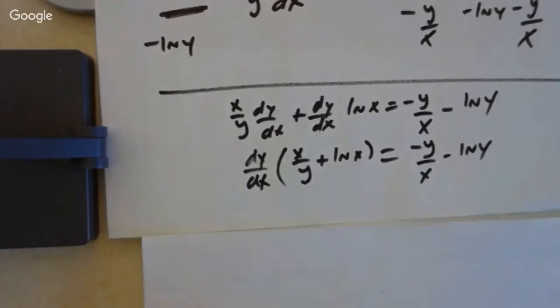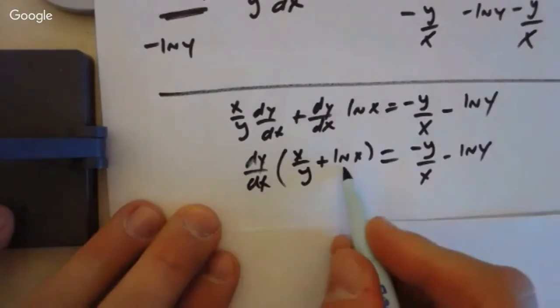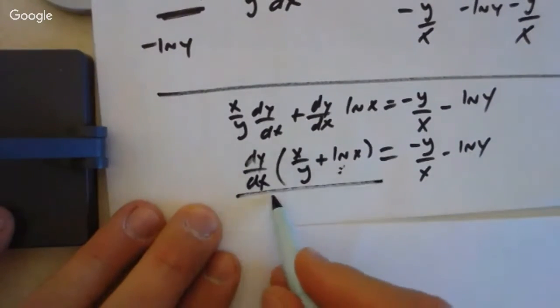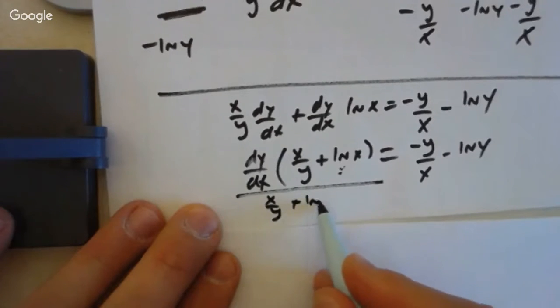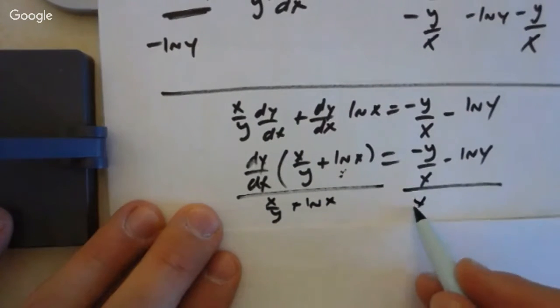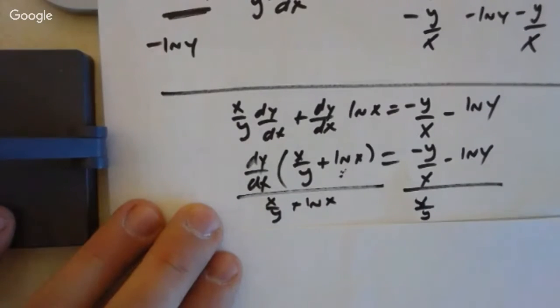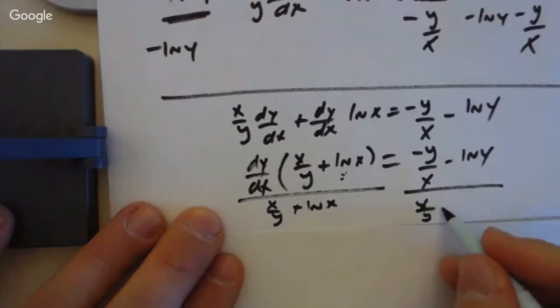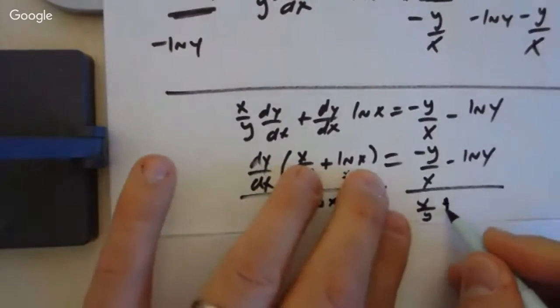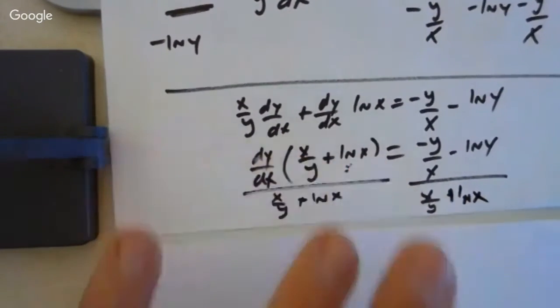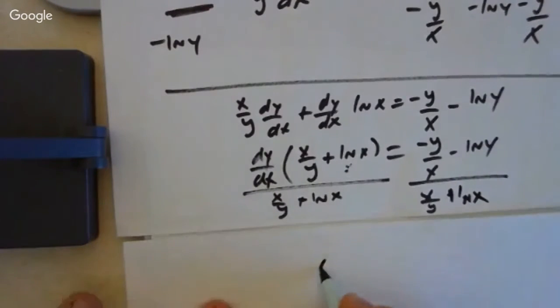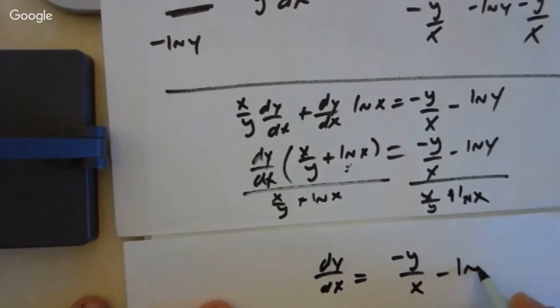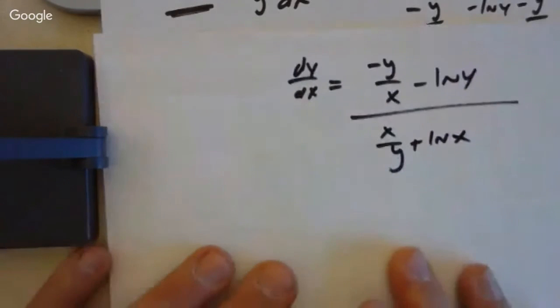So then what do you do to finish it off? We've got dy dx times this. To get rid of this, we have to divide both sides by that. Now, a lot of people are going to say, okay, I've got a very similar answer, but my negative signs are reversed. That's usually an indication that you got something to correct. The appearance of these problems take forever to grade because people can do them a whole bunch of different ways. But dy dx is equal to negative y over x minus the ln of y over x over y plus the ln of x.